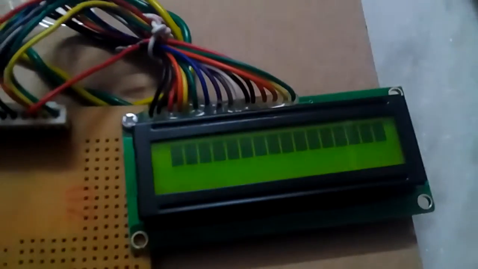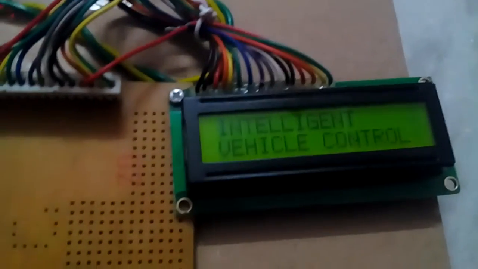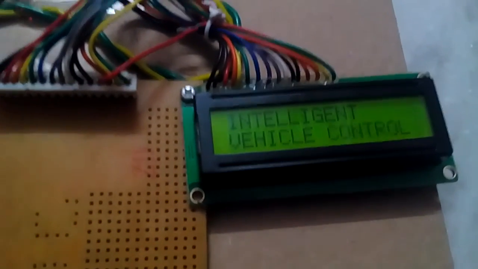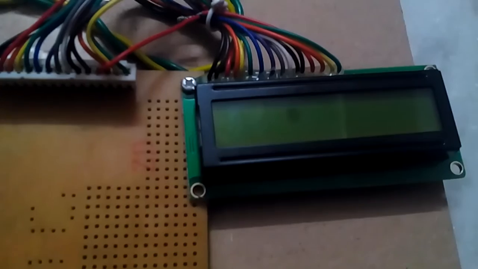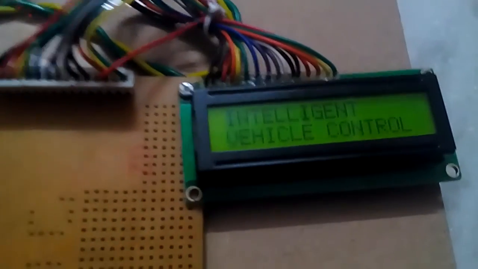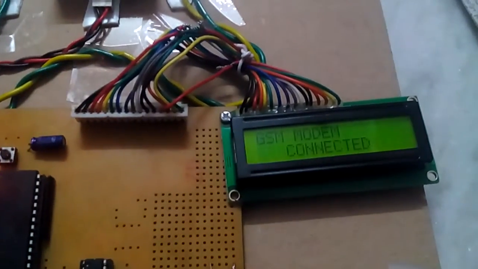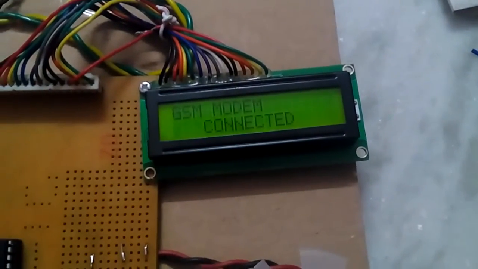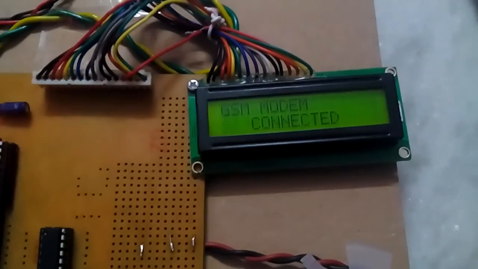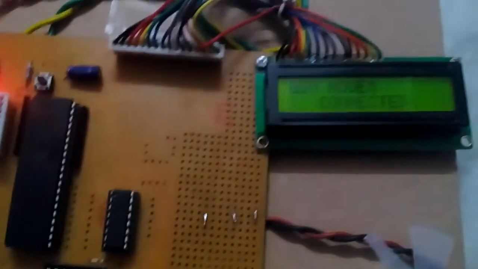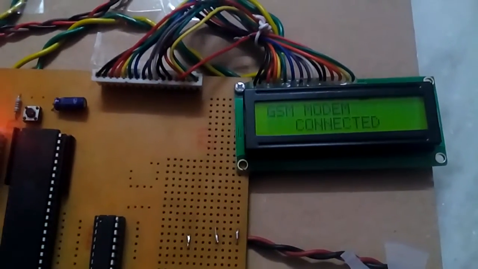Reset. Intelligent Vehicle Control System, GSM modem. Please connect GSM. GSM modem connected. It is sending to the predefined mobile number that your GSM modem is perfectly connected. Then it will ask if the key is connected.